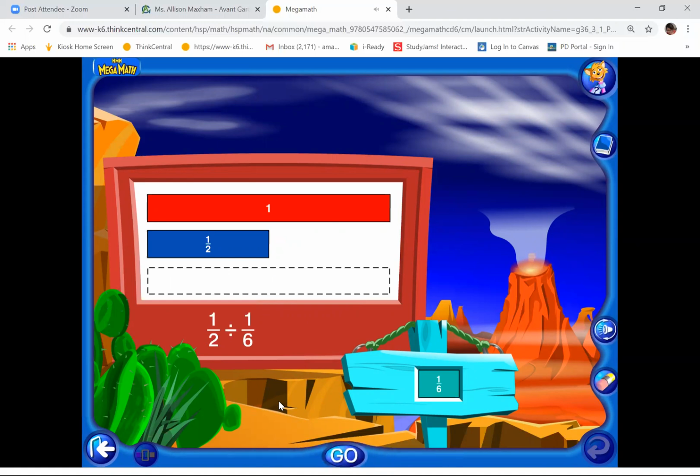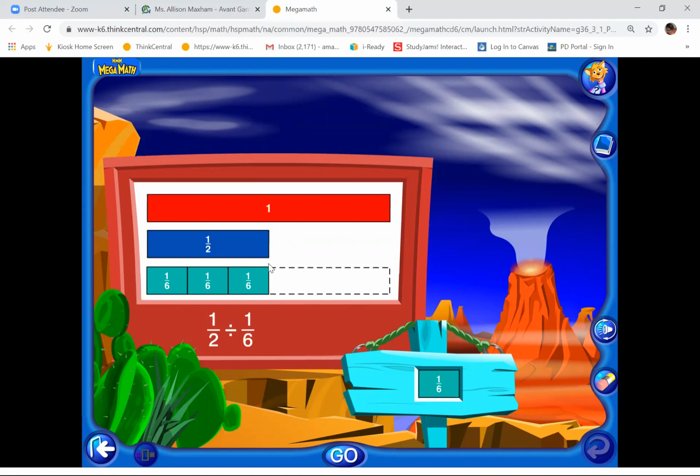Okay, so we were using the algorithm, and we were using that reciprocal to flip the following fraction and multiply. Here they're showing you how to do it with models. So the question is 1/2 divided by 1/6. How many 1/6 pieces can fit inside 1/2? Well, 1 can fit, 2 can fit, and 3 can fit, right? That's the same size as 1/2, because 3/6 is equivalent to 1/2.